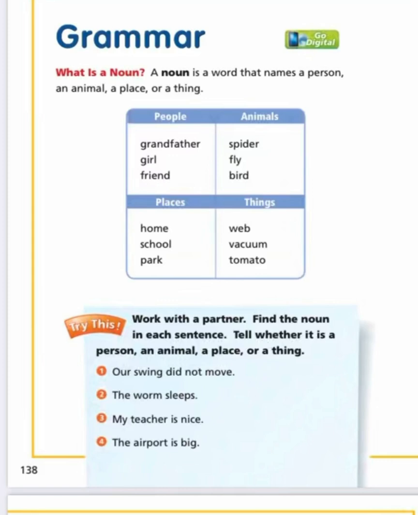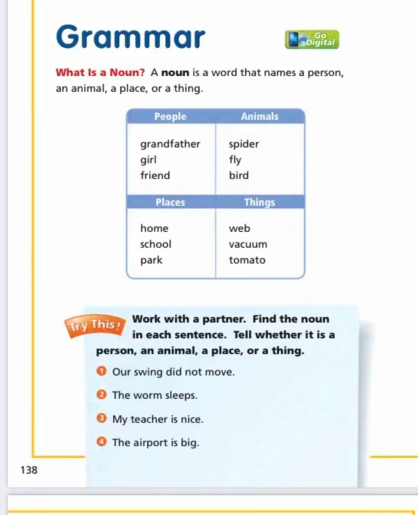Grammar. What is a noun? A noun is a word that names a person, an animal, a place, or a thing. People: grandfather, girl, friend. Animals: spider, fly, bird. Places: home, school, park. Things: web, vacuum, tomato.